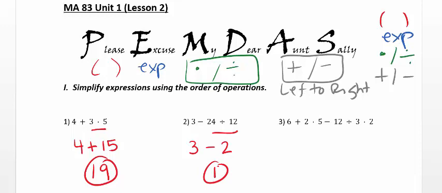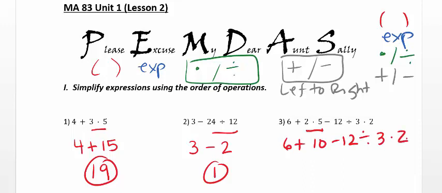In number 3, we have lots of operations. We have 6 plus 2 times 5 minus 12 divided by 3 times 2. So no parentheses and no exponents, but we do have a lot of multiplication and division, and we need to do that in order from left to right. So first we're going to take care of the 2 times 5, because that's what I see first, and I'm going to rewrite that as 10. And then I'm going to rewrite the rest of the problem.